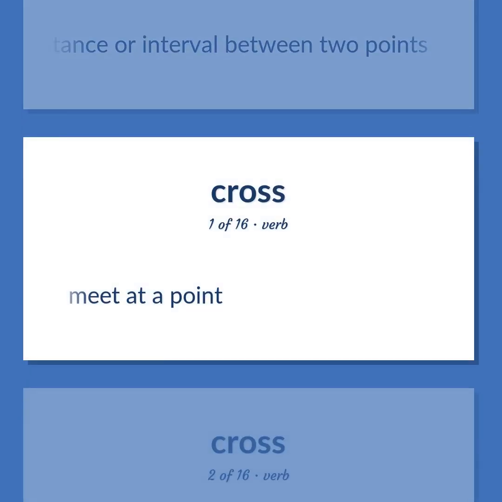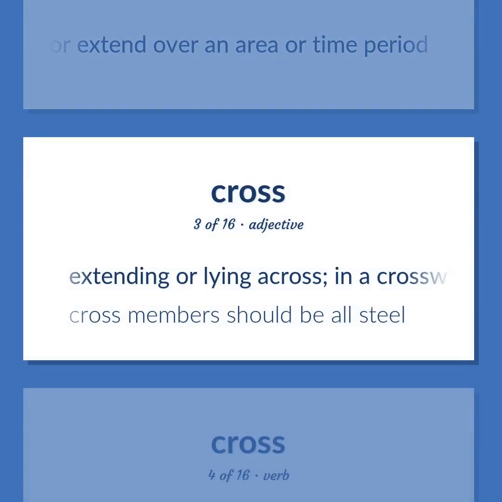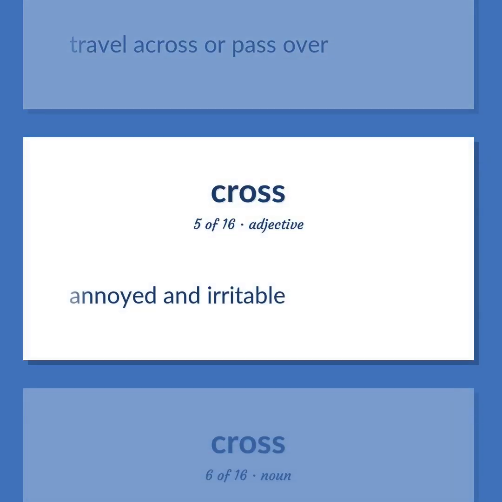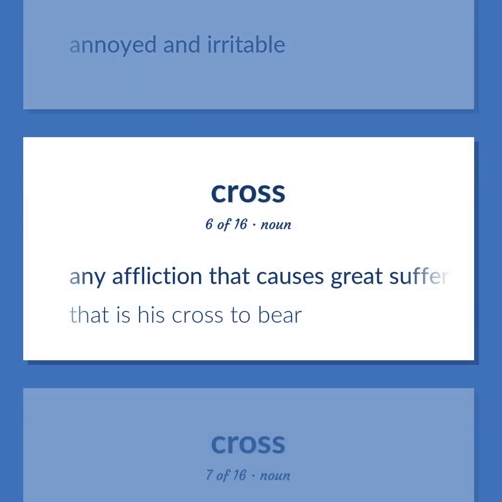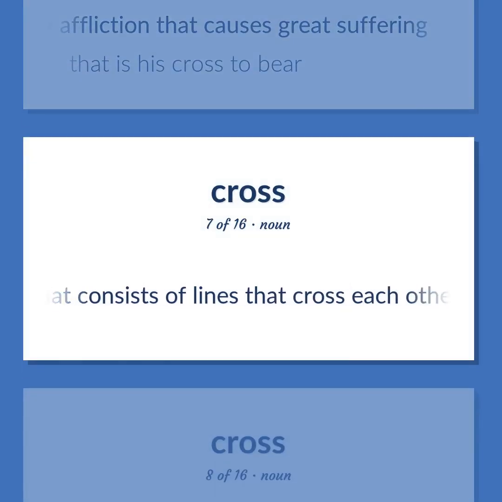Meet at a point. To cover or extend over an area or time period. Extending or lying across, in a crosswise direction, at right angles to the long axis. Cross members should be all steel. Travel across or pass over. Annoyed and irritable. Any affliction that causes great suffering. That is his cross to bear. A marking that consists of lines that cross each other.